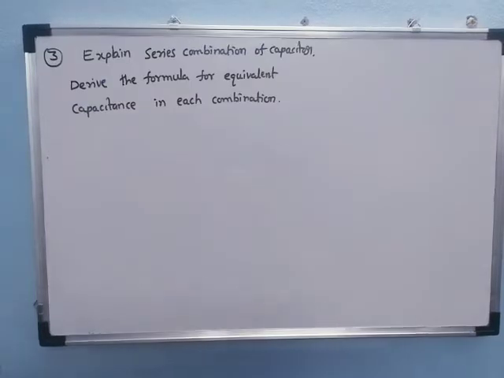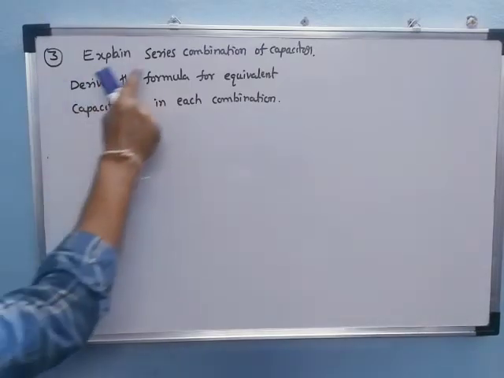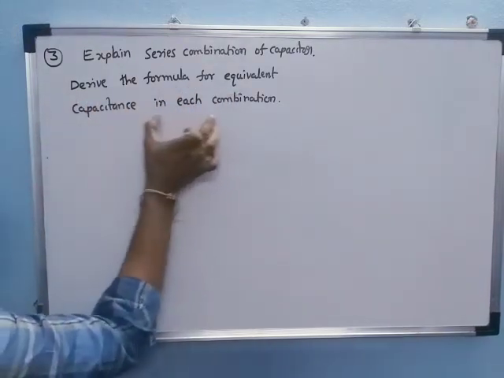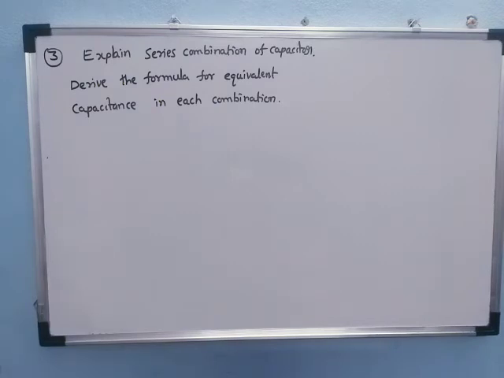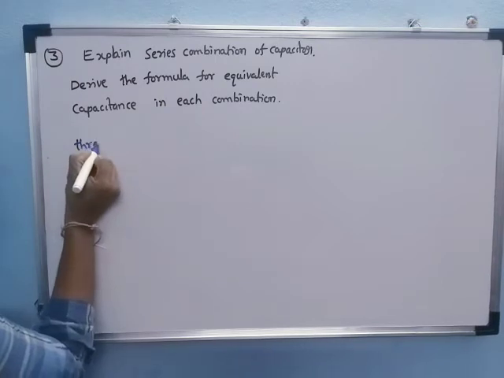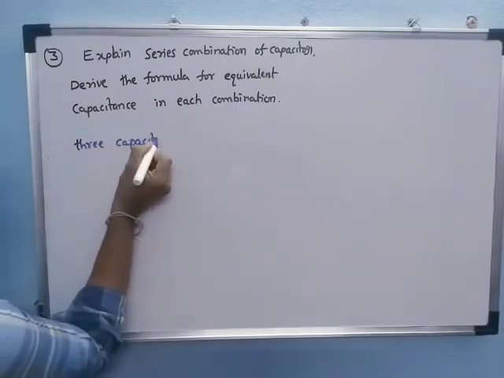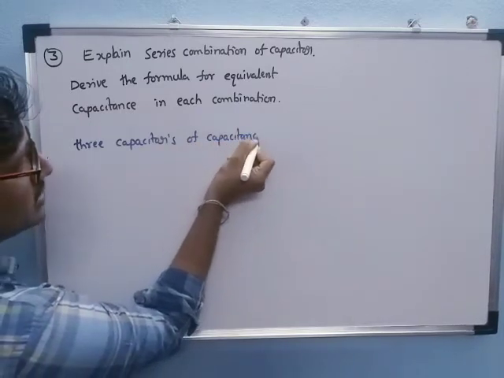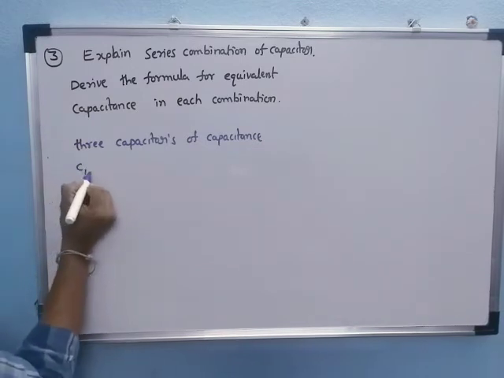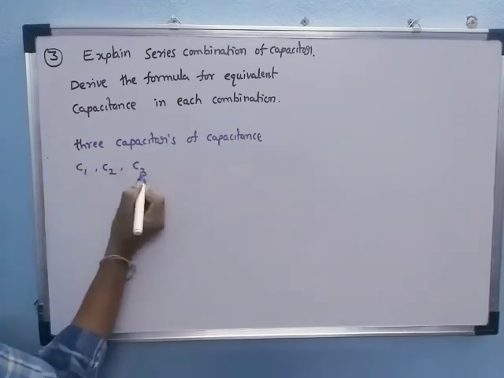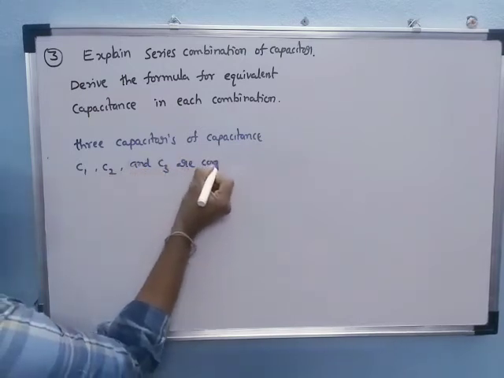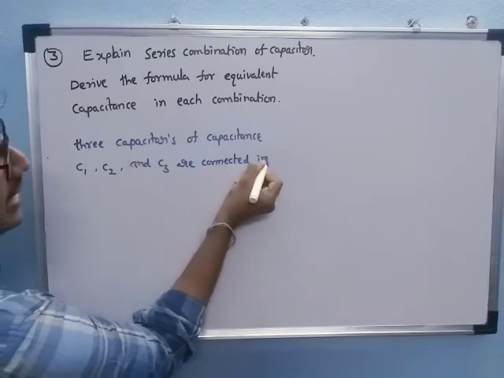The next question is: explain the series combination of capacitors and derive the formula for equivalent capacitance in series combination. Let us consider three capacitors of capacitance C1, C2 and C3 connected in series.